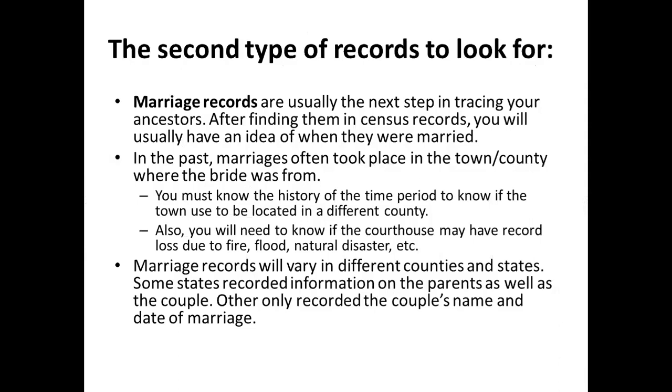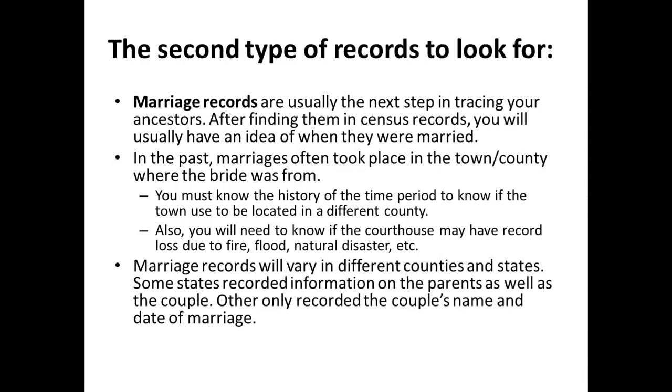The second type of records to look for are going to be your marriage records. You can usually do this after looking at your census records. You have an idea of when they got married, because census will either tell you the year they got married, or it will have their children listed in there with their age, so you can get an estimation of how long they had been married, how many children they have, and several of the census records will either tell you the year they were married or how many years they've been married, where you can do the math.